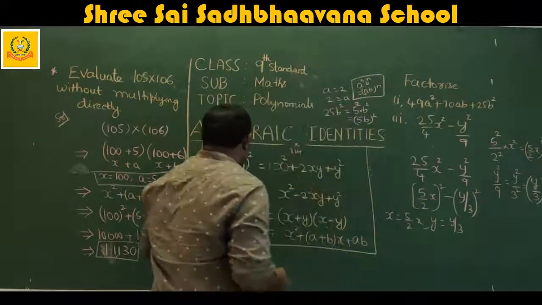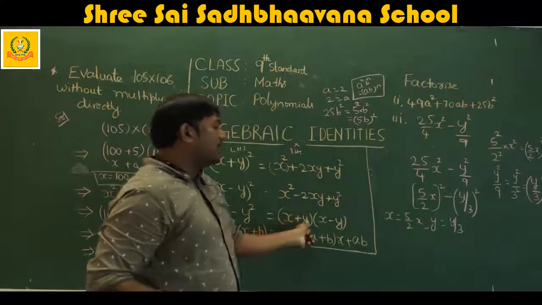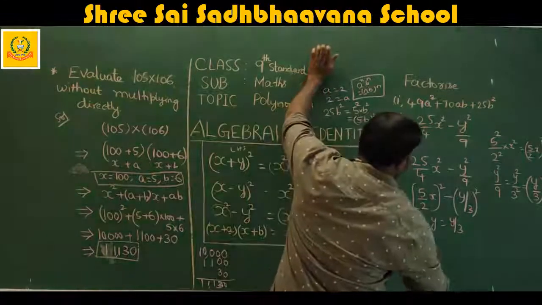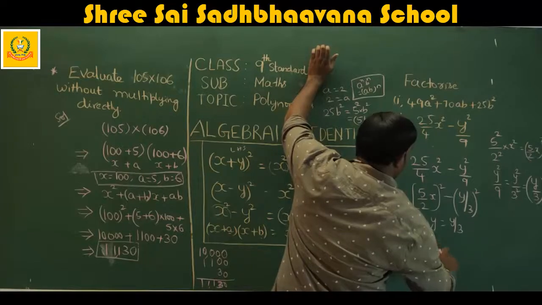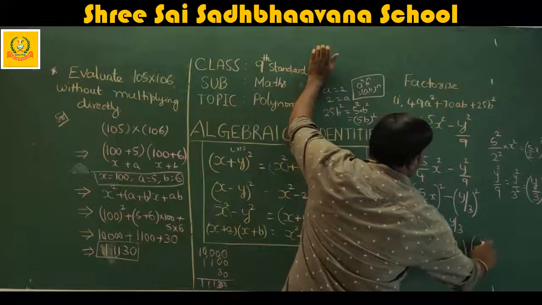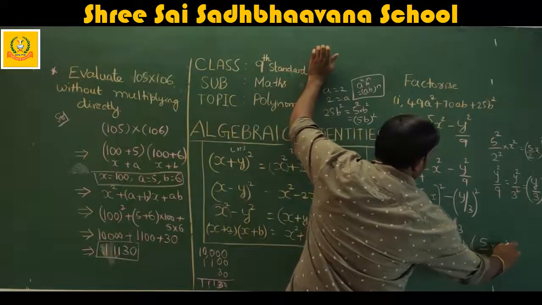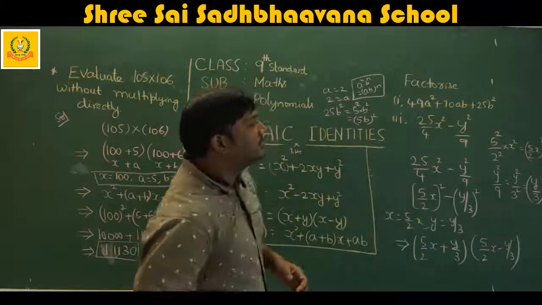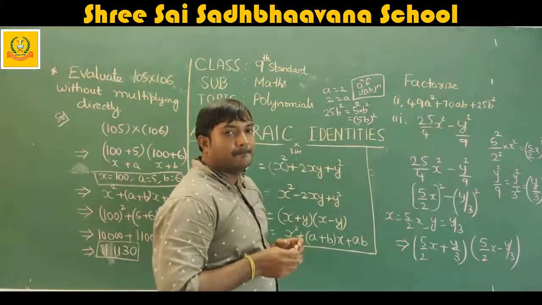So what is the formula for x square minus y square? (x plus y) into (x minus y). So just use that formula. X plus y means 5 by 2x plus y by 3. Next, x minus y is 5 by 2x minus y by 3. That's how, this is the factorization of the given sum.